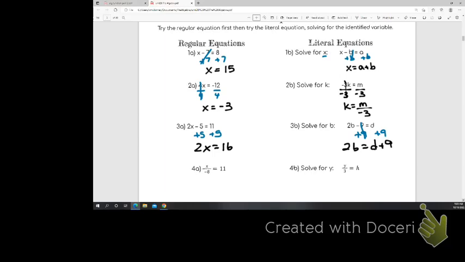And then I need to divide both equations by 2 to get the variable by itself. On the left, we can actually simplify 16 over 2 to write 8. Over here, I can't simplify that, so it is just b is equal to d plus 9 over 2.